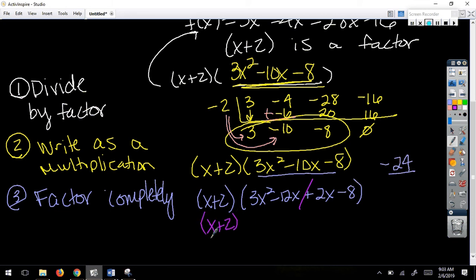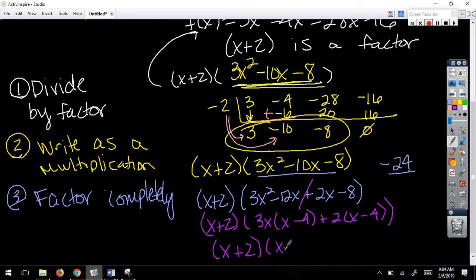So I take a 3x out of the first two, and I take a 2 out of the second two. Remember when I told you that factoring would never ever go away? So factored completely, and this looks worse than what it is because I'm essentially doing what I already did in chapter 1. The only new part here is the dividing at the beginning. All right, so x minus 4 and 3x plus 2.